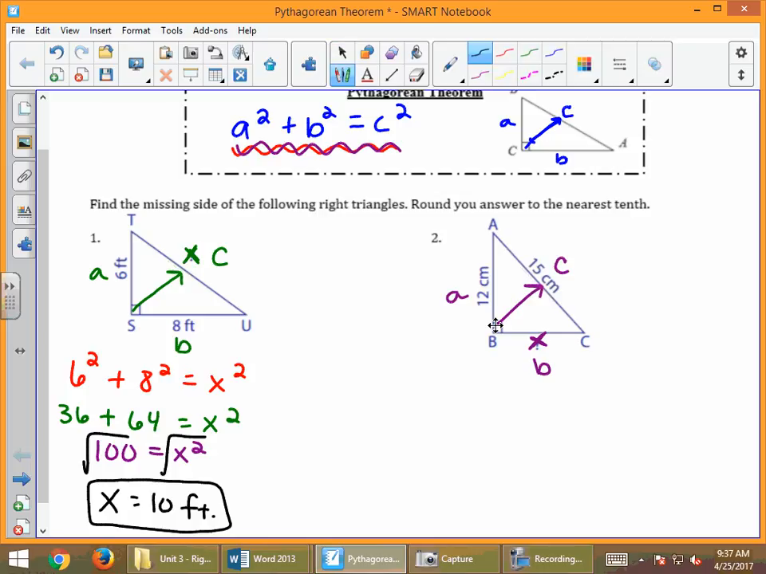Again, A squared is 12 squared plus B squared is equal to C squared. Plug those values in, and then solve. Well, before we solve, let's just clean everything up and simplify everything down. 12 squared is 144. And then 15 squared is 225.